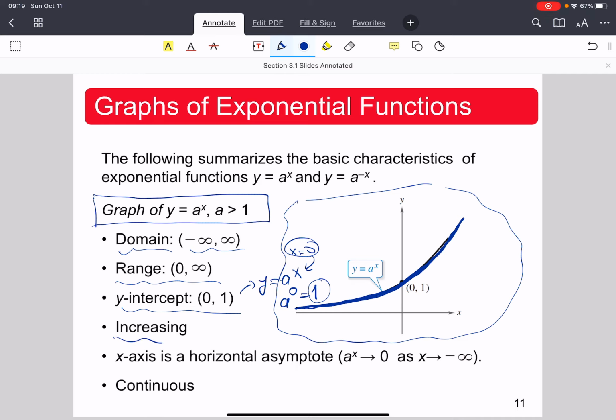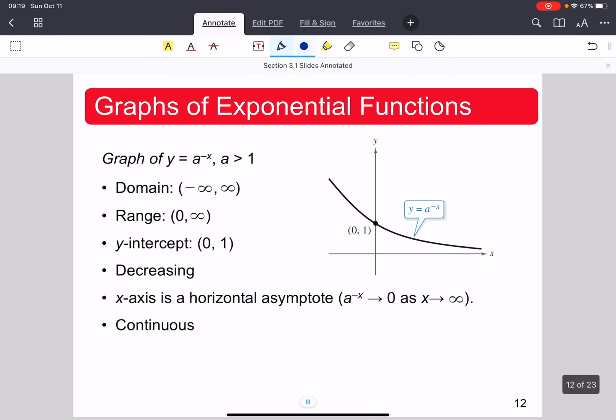And then it's always increasing. The x-axis is a horizontal asymptote, so you guys realize the function is never gonna touch the x-axis. And then this function is always continuous, meaning there's no hole, there's no break, there's no inconsistencies. So yeah, that's the general characteristics of exponential functions.